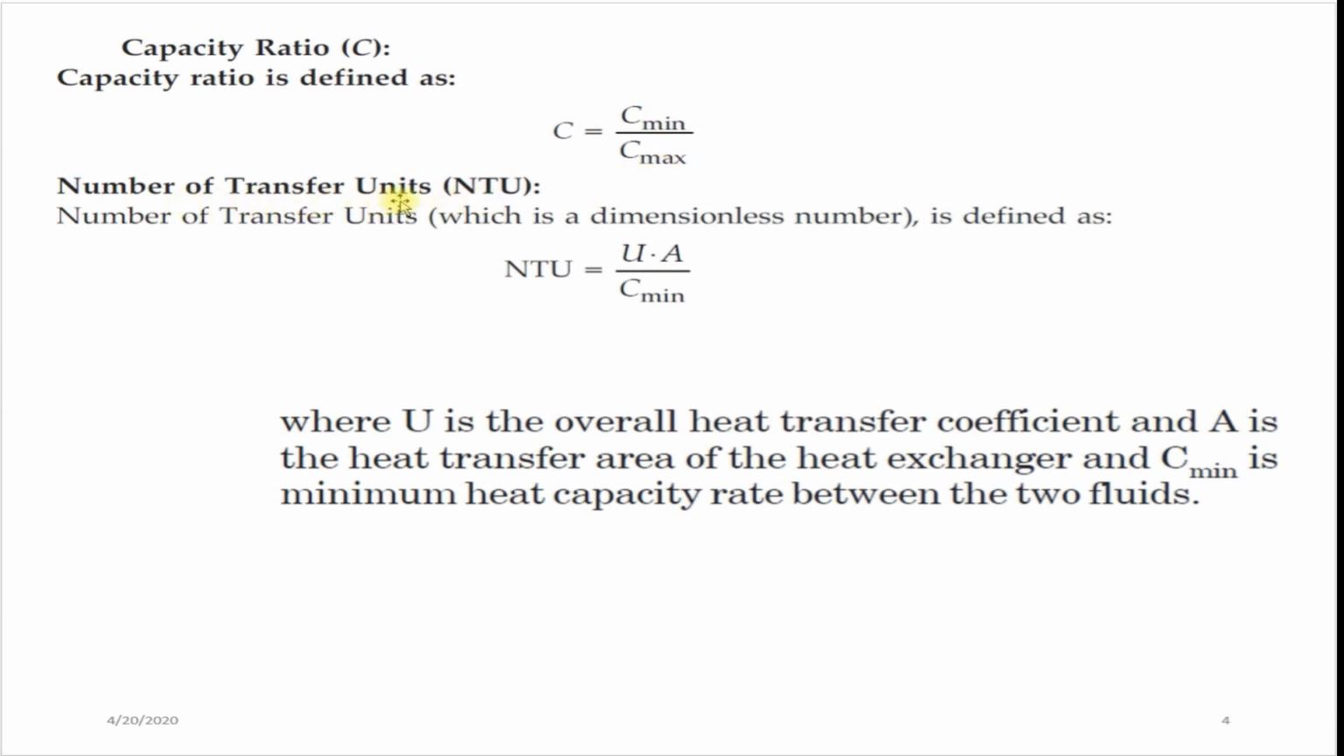Number of transfer units, NTU. It is nothing but UA by C minimum. U is the overall heat transfer coefficient and A is the heat transfer area of the heat exchanger, and C minimum is the minimum heat capacity rate between the two fluids.